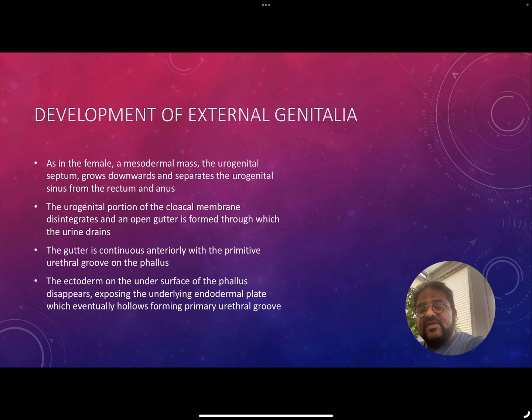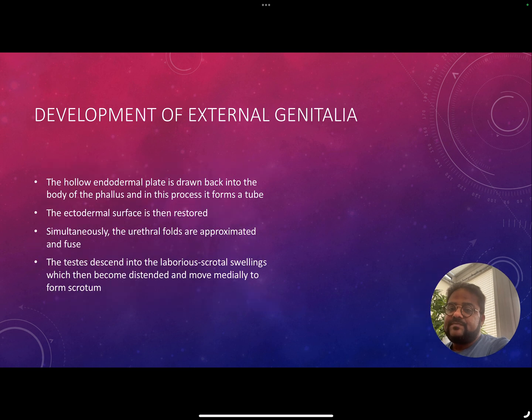The ectoderm on the undersurface of the phallus disappears, exposing the underlying endodermal plate, which eventually hollows, forming the primary urethral groove. The hollow endodermal plate is drawn back into the body of the phallus, and in this process it forms a tube, and the ectodermal surface is then restored. Simultaneously, the urethral folds are approximated and fuse, making the urethra. The testis will descend into the labioscrotal swelling, which then becomes distended and moves medially to form the scrotum.